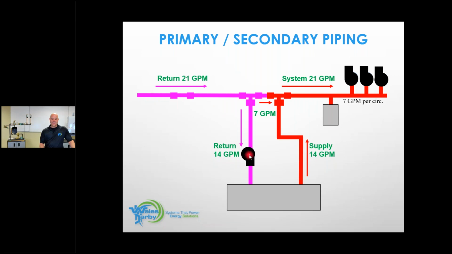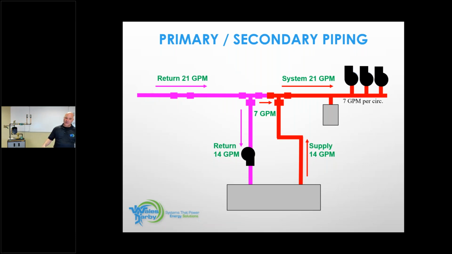This circulator doesn't care that they're moving 21 gallons a minute. It only needs 14. So it takes its 14, pulls it across the heat exchanger, heats it, sends it back out here. So 7 gallons are bypassing. In this scenario right here, what's happening to my supply temperature?